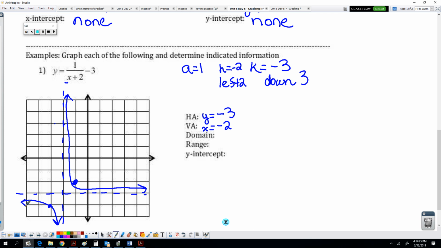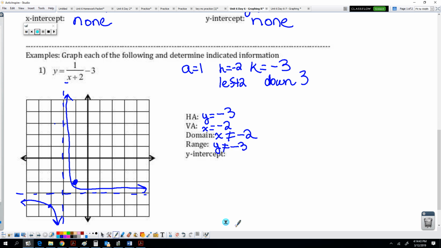Now, if you wanted to get exact points, you can definitely go into the calculator. Okay? So now your domain, you can write as x cannot equal negative 2. And your range is y is not equal to negative 3.